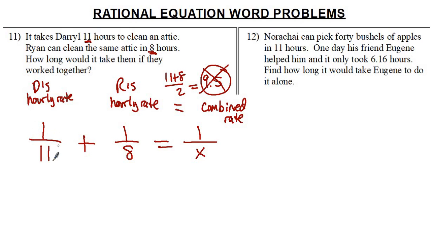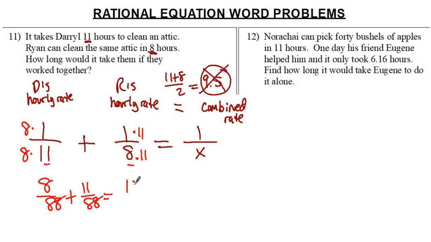We need to make a common denominator between 11 and 8. So I'll multiply this one by 8 and this one by 11. So this becomes 8 over 88, and this one becomes 11 over 88. That's going to equal 19 over 88, and remember that that equals 1 over x. So how do we solve that? Well, this is a proportion, and we solve proportions by cross-multiplying. So if we cross-multiply, we'd have 19 times x equals 1 times 88, or 88.